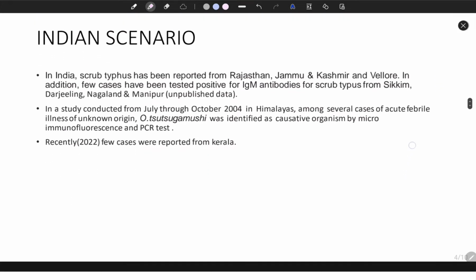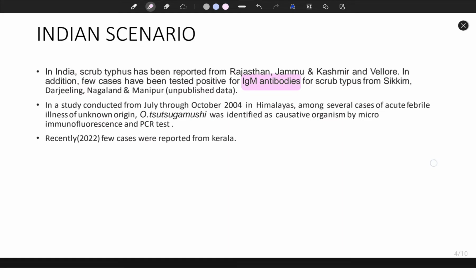Now, in the Indian scenario, in India, scrub typhus has been reported in Rajasthan, Jammu and Kashmir, and Vellore. In addition, a few cases have tested positive for IgM antibody for scrub typhus from Sikkim, Darjeeling, Nagaland and Manipur. In a study conducted from July to October 2004 in the Himalayas, among several cases of acute febrile illness of unknown origin, Orientia tsutsugamushi was identified as the causative organism by microimmunofluorescence and PCR tests. Recently, in 2022, a few cases were reported from Kerala.